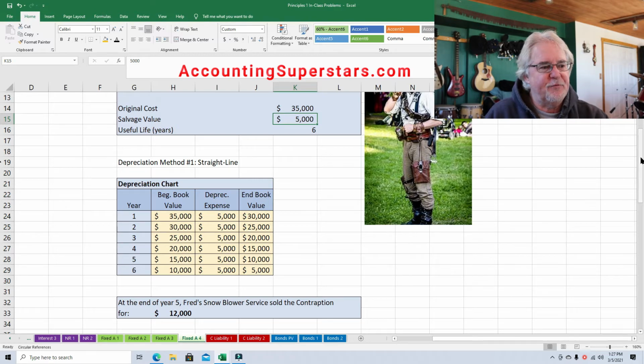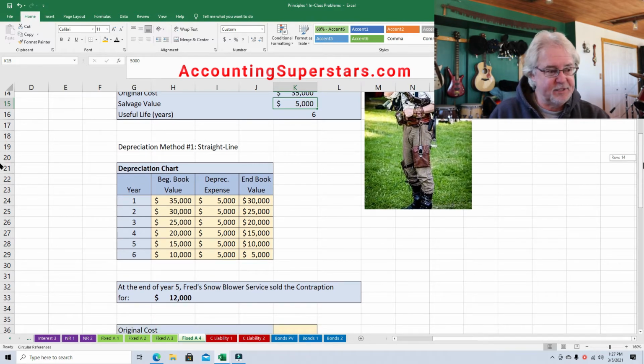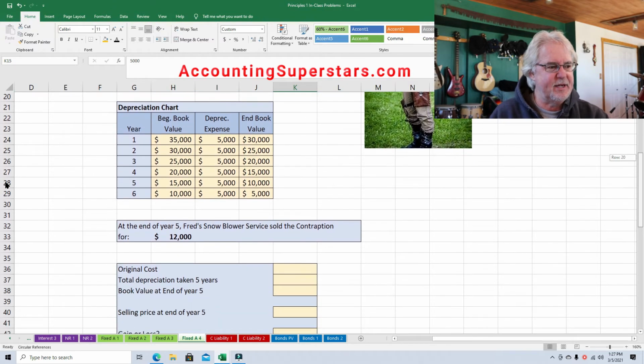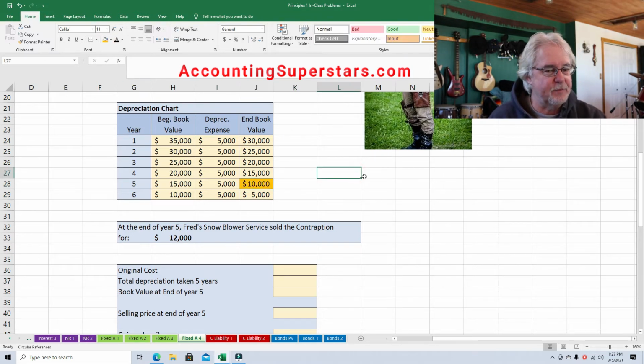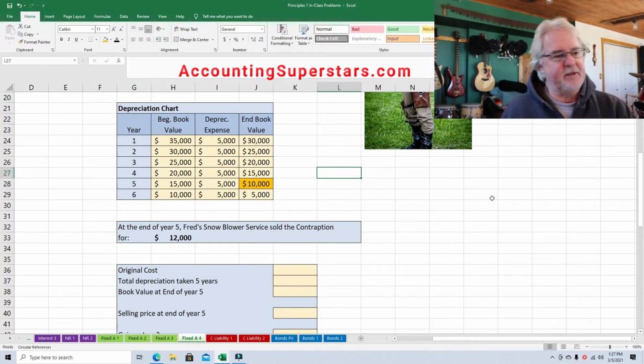Now, what happens is Fred does sell this. He doesn't sell it at the end of the 6th year, but he sells it at the end of the 5th year. So he sells it when the book value is $10,000, but he sells it for $12,000. So he made a little bit of money off of this, a little bit of a gain here.